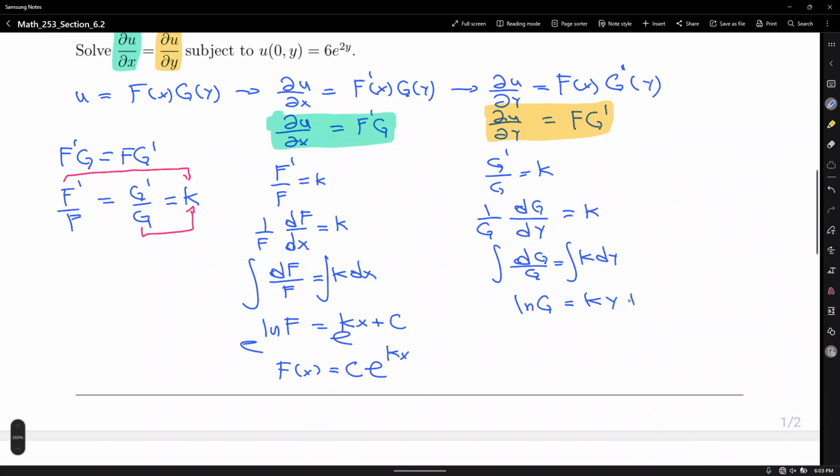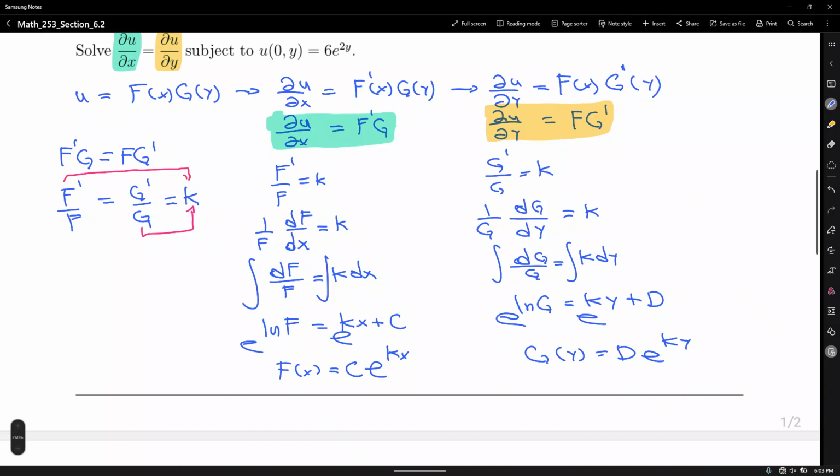ky plus another constant. I'm not going to use C, I'm going to use another letter, D. Use the letter D for this, okay? And just like before, why not? Exponentiate both sides. That's g of y. And you know what to do here. D e to the ky. And guys, essentially we have a general solution to the PDE.